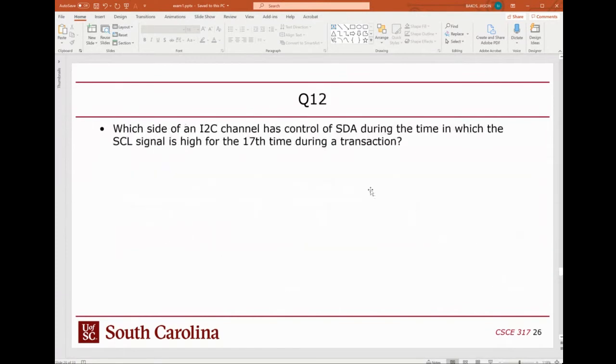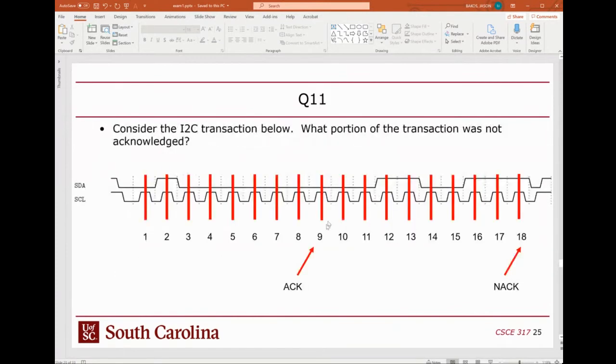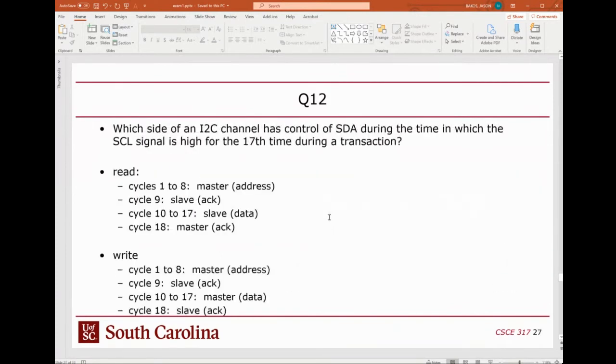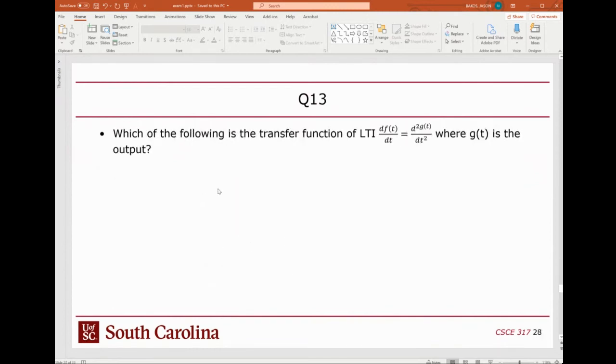So that was a little tricky. I think in that case you almost have to write it out, kind of like I did here, to figure out what's going on.